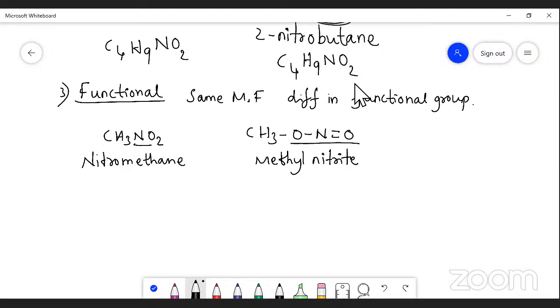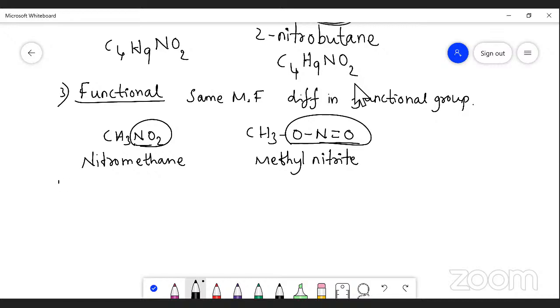ON=O. So if you take these two compounds, they have the same molecular formula, but the functional group itself changes. When two compounds have the same molecular formula but differ in the functional group itself, we come to know that this belongs to functional isomerism. So the third, functional isomerism, is over.